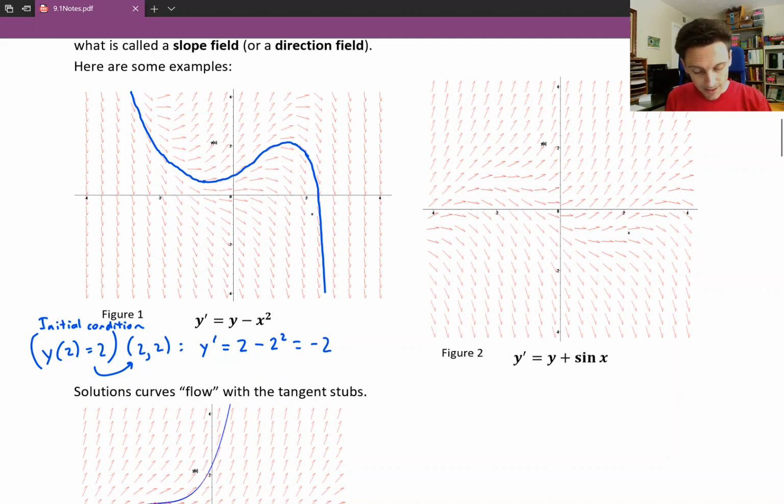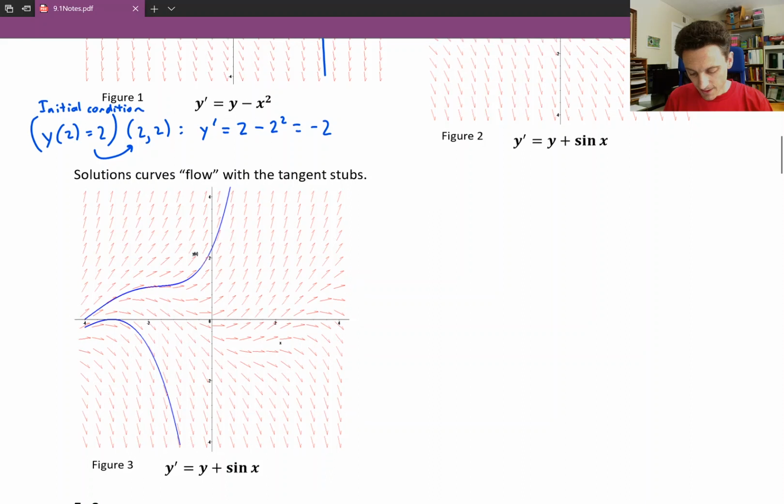So here you can kind of see that the sine x is affecting the slopes of the tangent lines in a sinusoidal kind of way. You can see the sine curve a little bit there. Now it doesn't mean that the solutions will necessarily be sine functions, but it's definitely affecting the slope fields in that way.